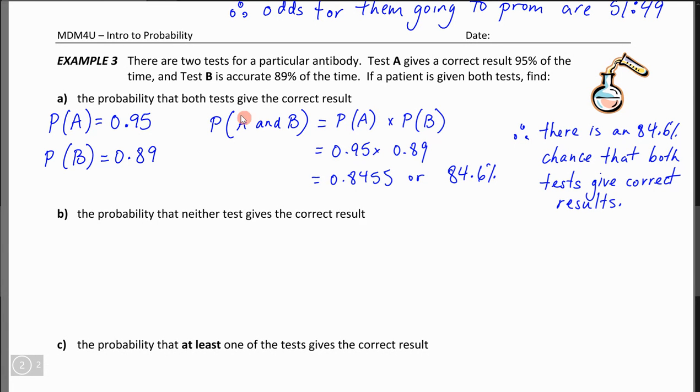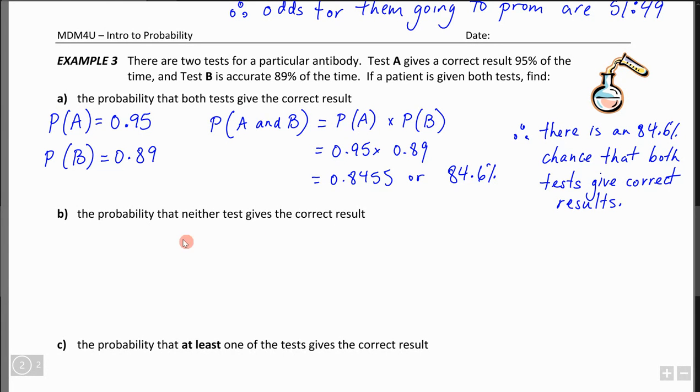Before I continue, I'm just going to answer one question. Why is it A and B instead of A or B? Remember, it depends on the wording of the question. The probability that both tests give the correct results: I want both tests to give me the correct results, not one or the other. If I ask what's the probability that this person has an antibody, you could get it from either A or B, then that question could be an or question. But I want to make sure that the test result is correct using both tests. So I'm going to say A and B, and that's why we're using this kind of probability formula.